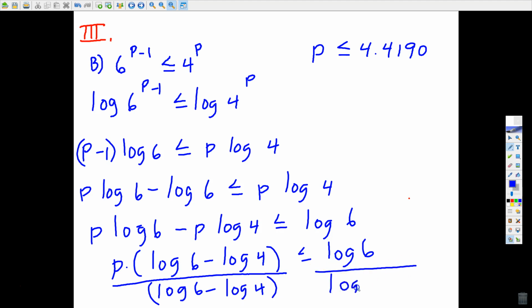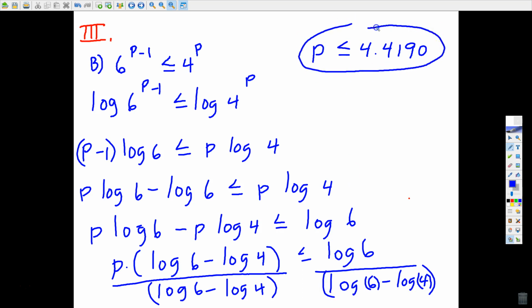So in your calculator, to get your answer, you will do log 6 divided by, and make sure you put all of this in parentheses. Obviously, the numbers already have to be in parentheses, but the entire denominator needs to be in parentheses. And this is the answer you should come up with. All right, any questions so far?